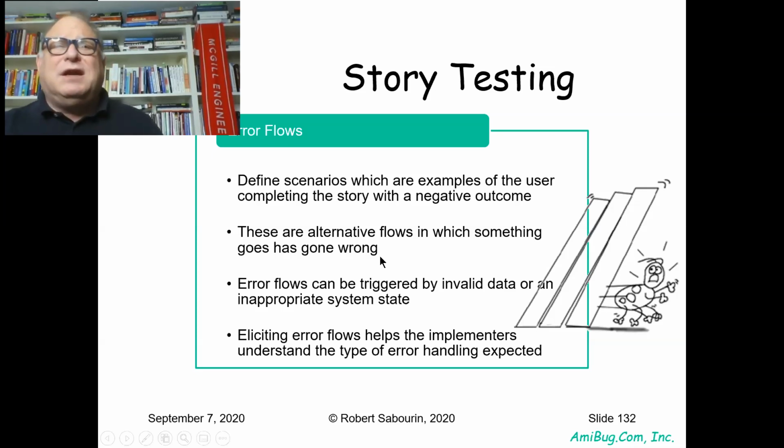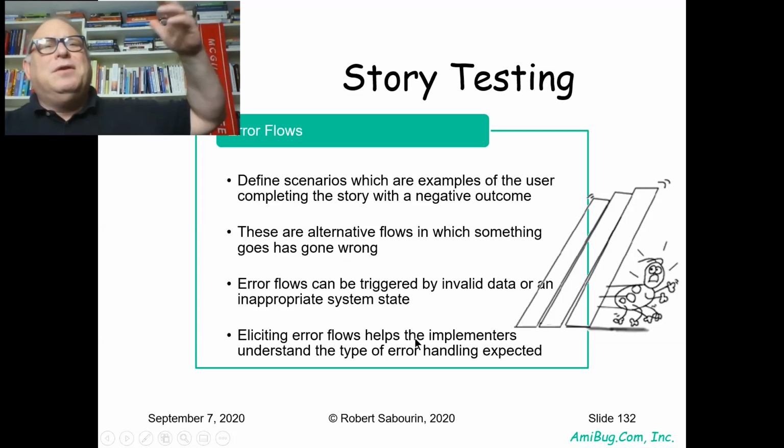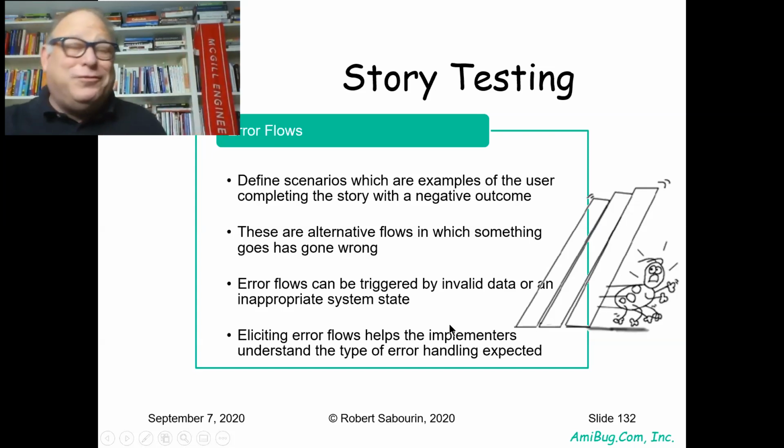So we understand these error flows. We get a very good handle on how to build the system, and I get a very complete view. So for a user story, we'll grab normal flows, alternate flows, and error flows. There's almost always at least one normal flow for a story. The number of alternate and error flows may vary dramatically.